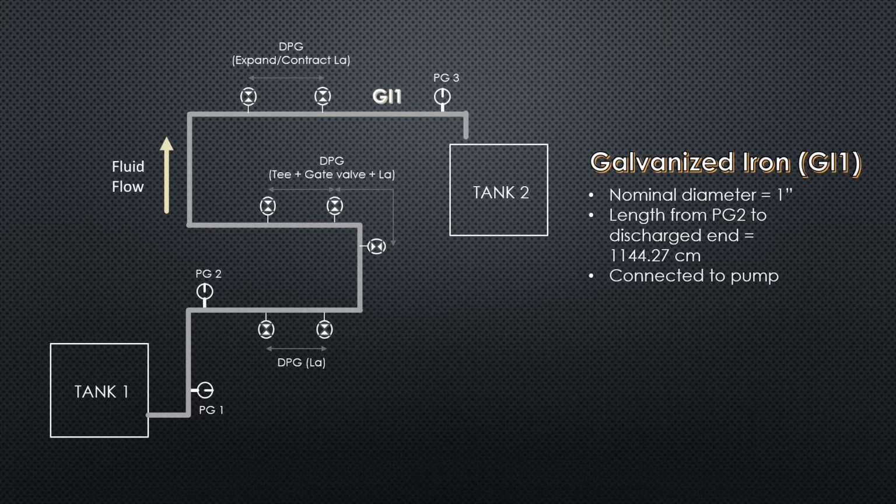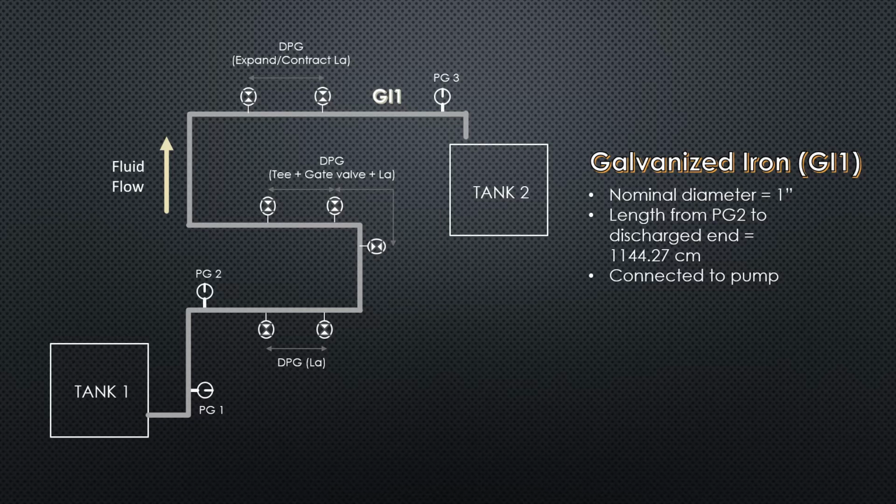For galvanized iron 1, its nominal diameter is 1 inch and it is also known as the pump discharge pipeline of galvanized iron 1. This pipeline is used to circulate water from tank 1 to tank 2 with the help of pump. This is because the location of tank 1 is lower than tank 2. The length of pipeline GI1 is 1144.27 cm. This length is measured from pressure gauge 2 to the discharge end.